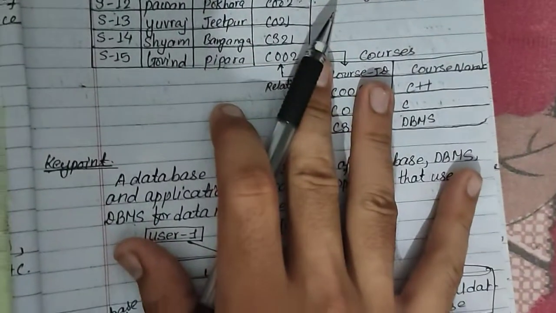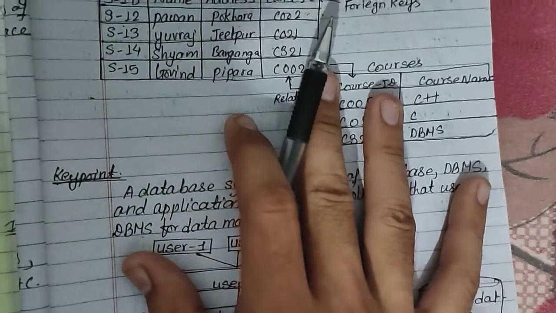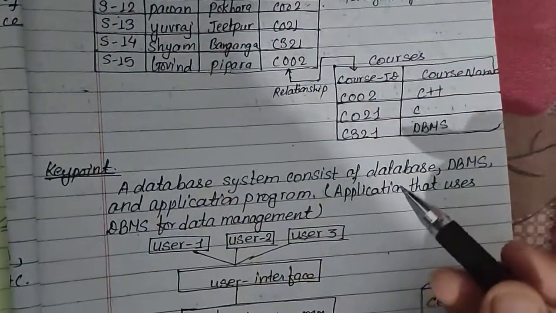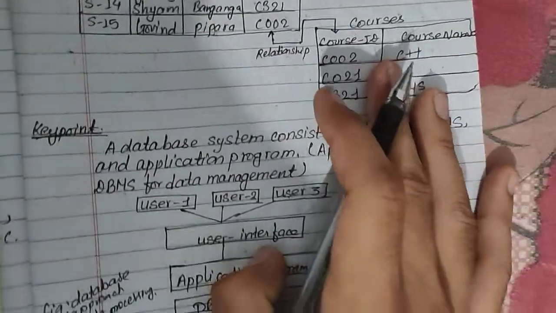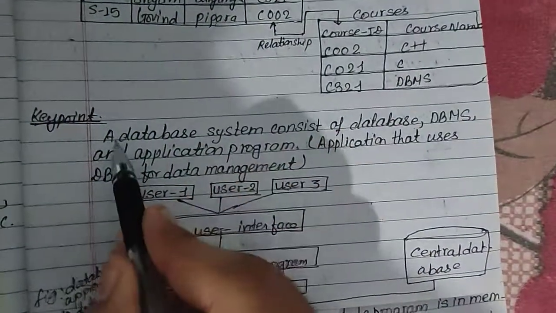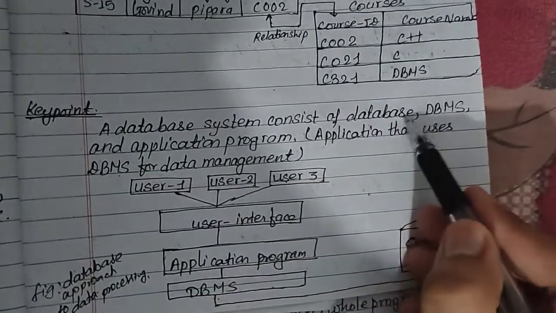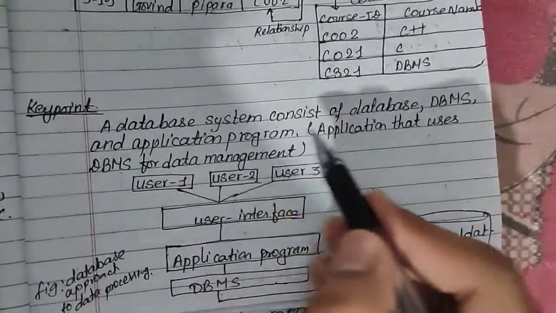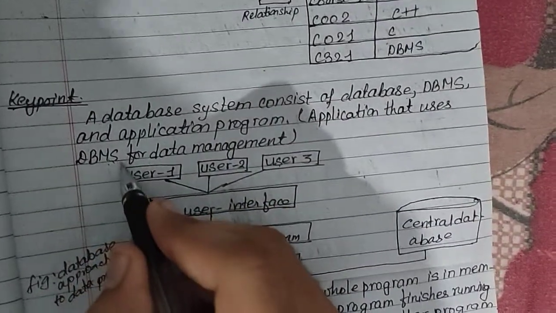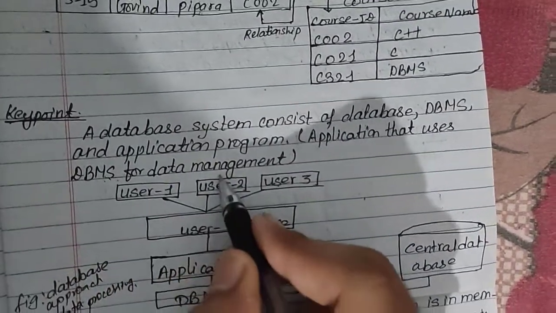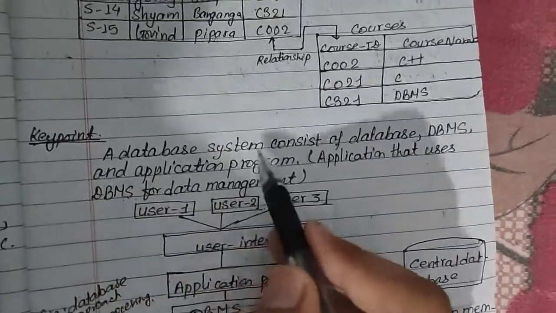Here is a bonus point. What is a database system? Any database system that uses the DBMS for data management is called a database management system. Simple. A database system consists of a database, DBMS, and application program. That is, any application that uses the database management system DBMS software for data management is called a database system.